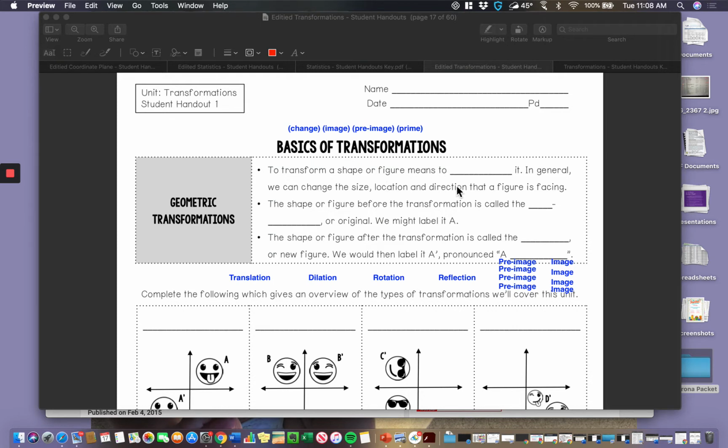So to transform means to blank. Think about when we transform something. Do we prime it? Do we pre-image it? Do we image it? Or do we change it? So you're going to want to go ahead and fill in the blank.